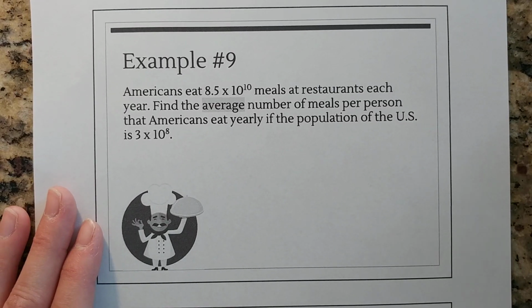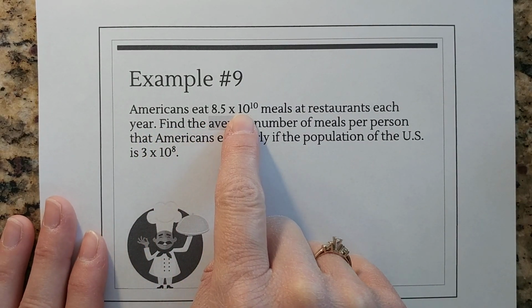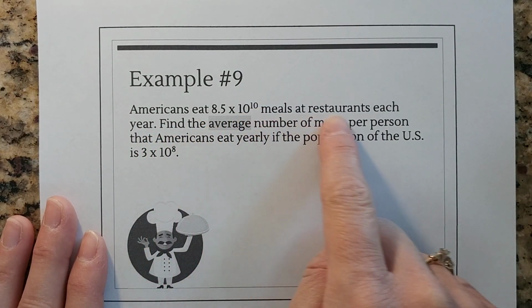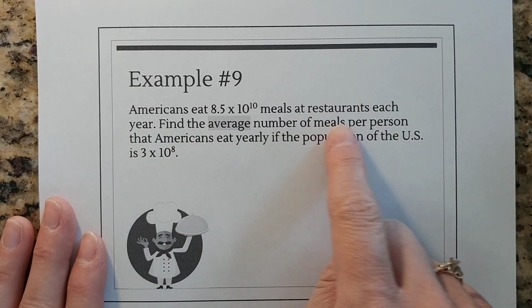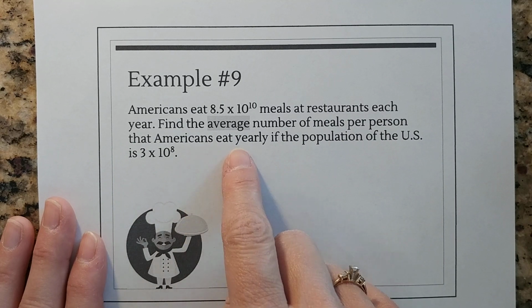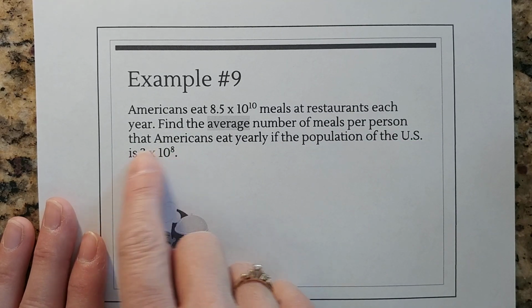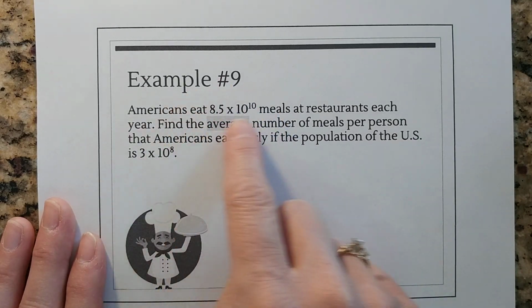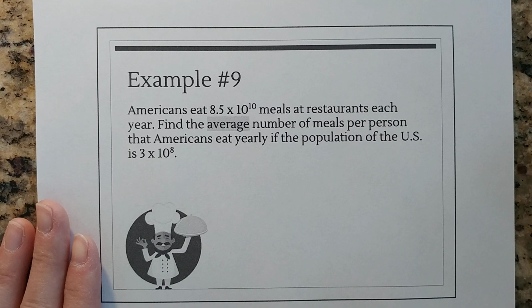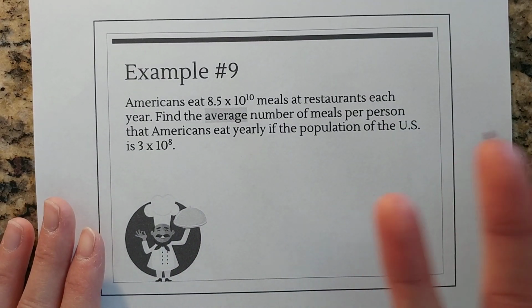All right, example number 9. If Americans can eat 8.5 times 10 to the 10th meals at restaurants each year, find the average number of meals per person that Americans eat yearly if the population is 3 times 10 to the 8th. This is how many people there are in the U.S. And Americans are eating this many meals a year. What's the average per person that you would eat in a year.